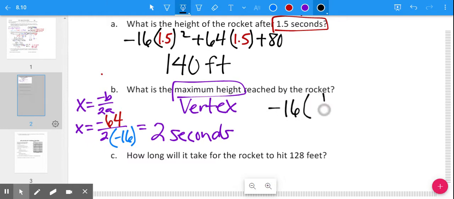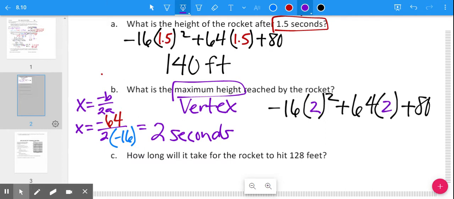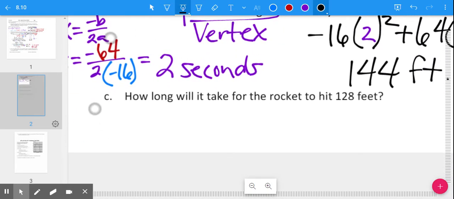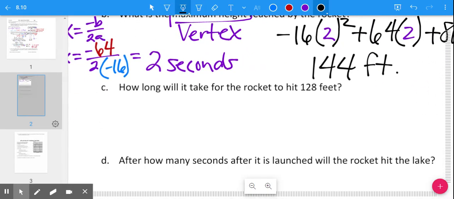So we have negative 16, our time squared, plus 64 multiplied by our time, plus 80. Our time is 2 seconds. So at 2 seconds, he will be 144 feet up. So that is his maximum height. So the next one says, how long will it take for the rocket to hit 128 feet?